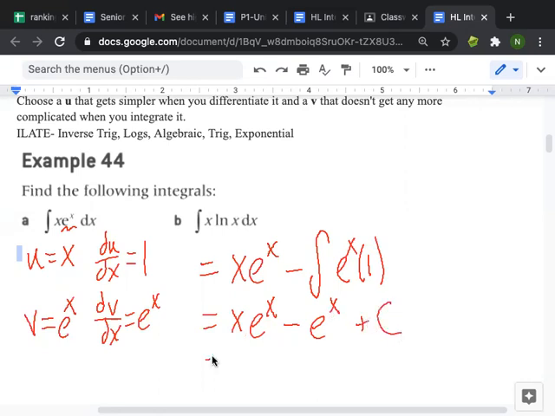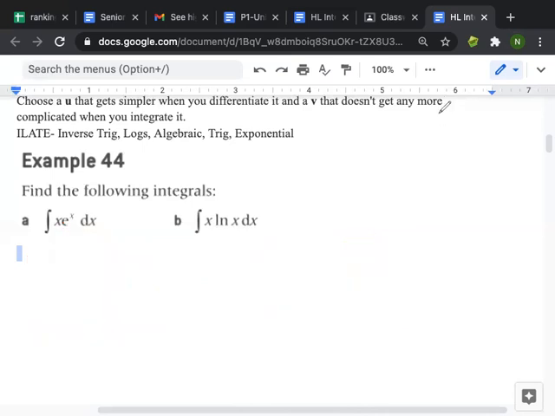And just to make this a little bit prettier, I see that there's an e to the x in both of them, so I'm going to pull that out. So I have e to the x times x minus 1 plus c. So that's the first one. And then let me do the next one as well.